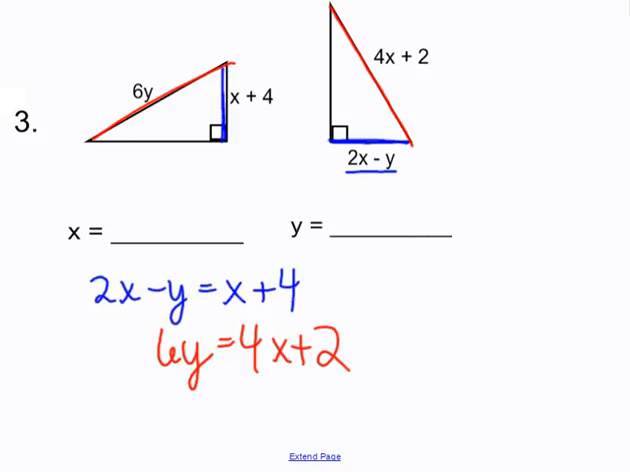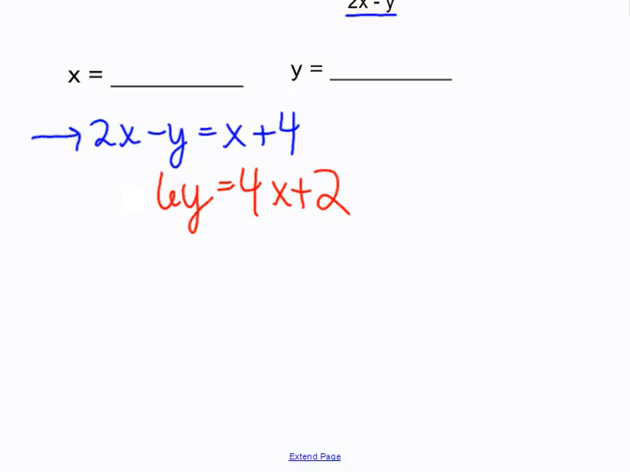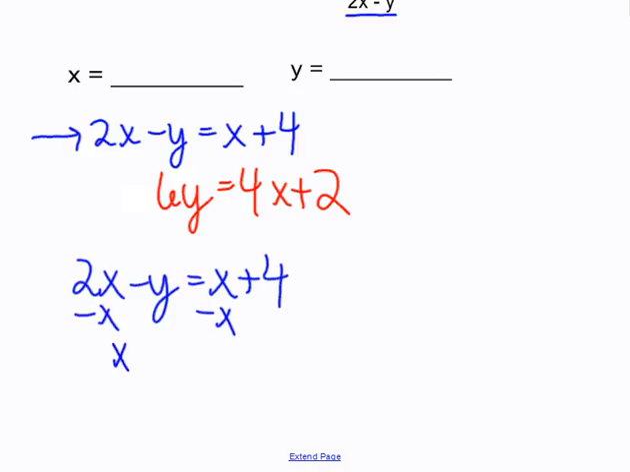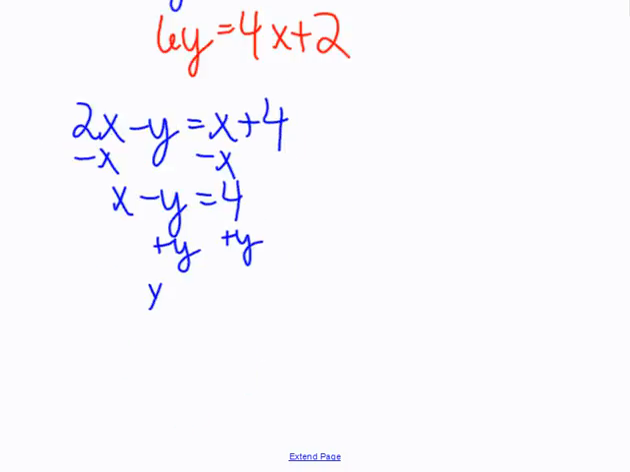Substitution is when you rewrite one of the equations to solve for a variable and plug it in the other equation. So what I'm going to do is solve for x in this top equation. So I'm going to rearrange this equation so x is alone. I'm going to rewrite it underneath, so everything's lined up. I'm going to subtract x from that 2x, and then add y to both sides. So my x equals y plus 4.